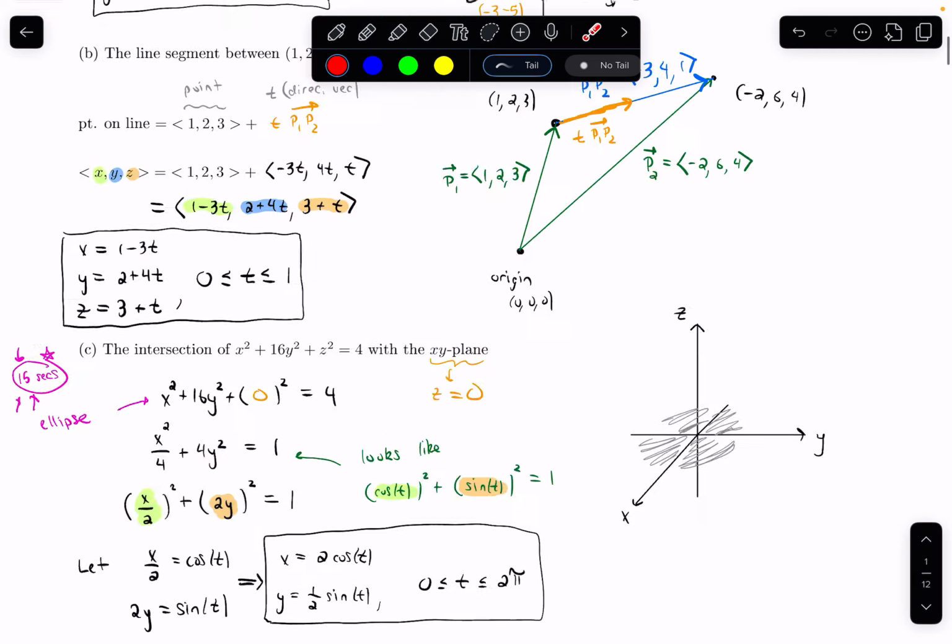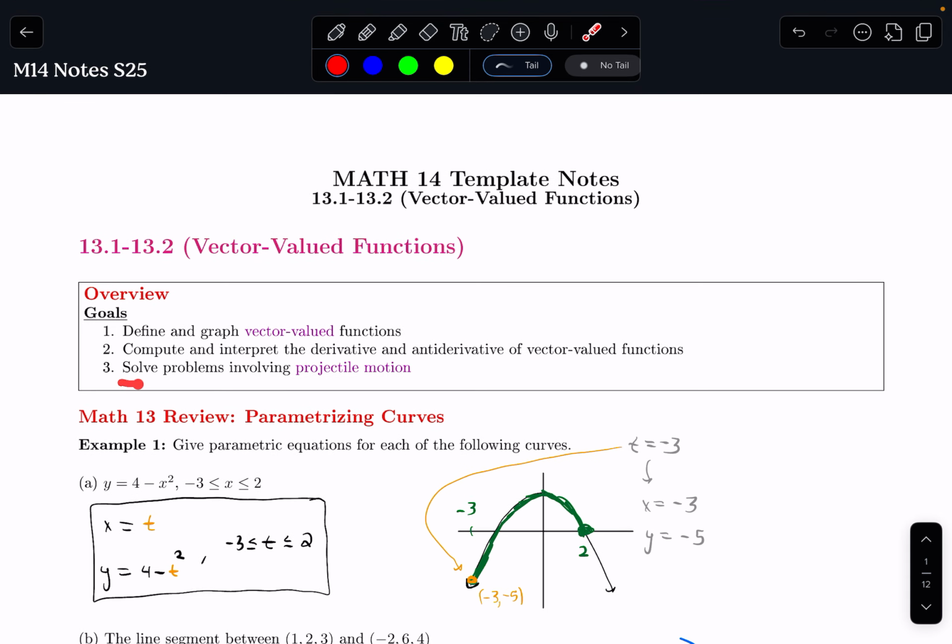So in terms of our goals, we've now finished the last goal for the section. So in the next video, we are going to move on to the next section.